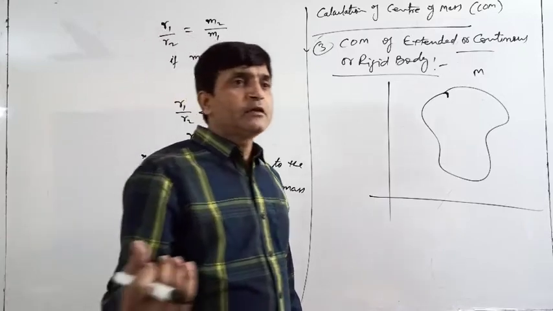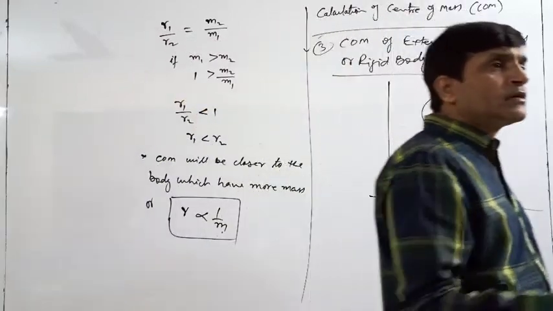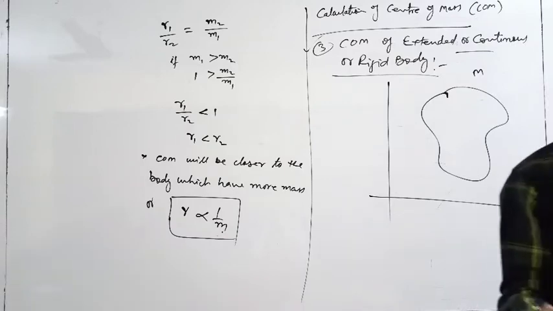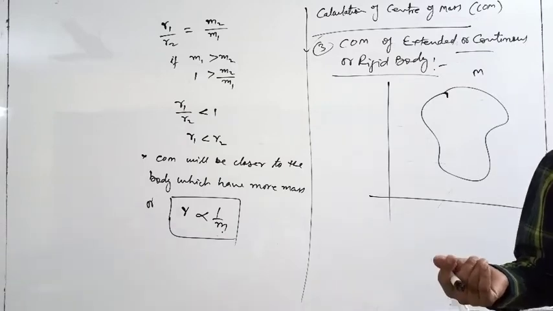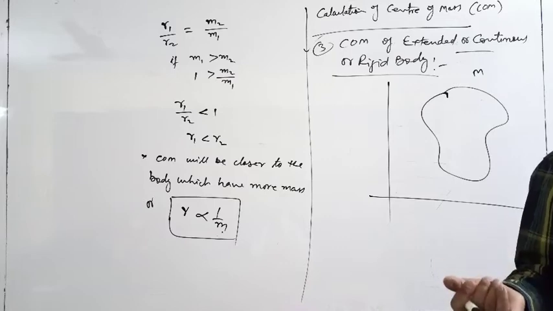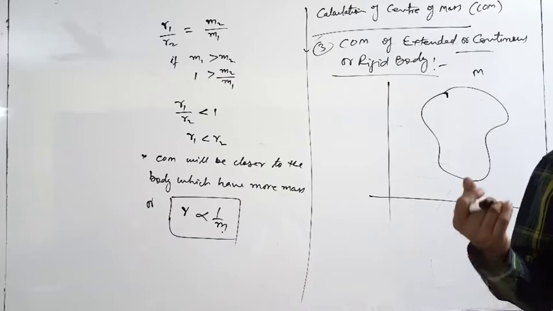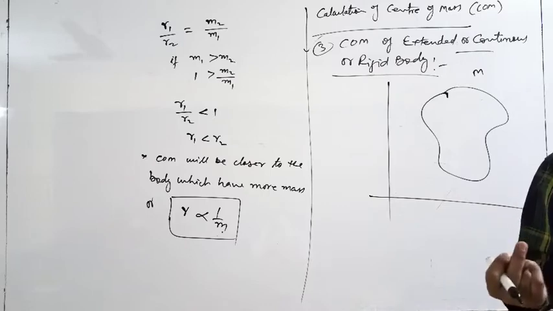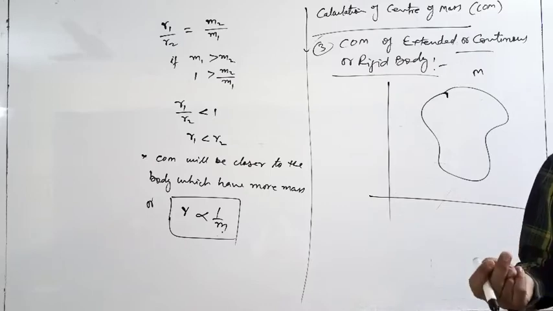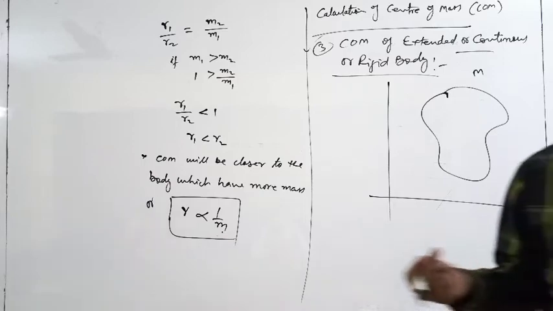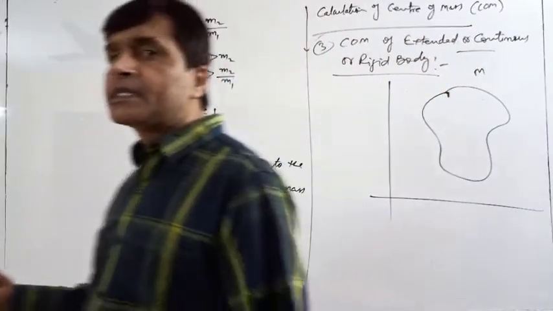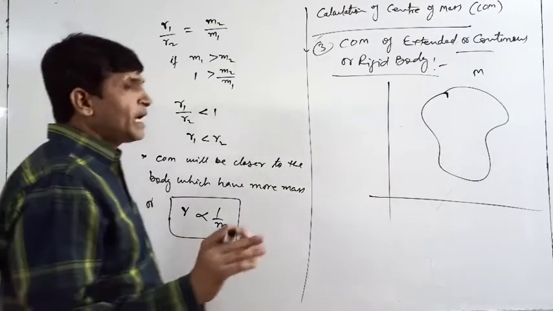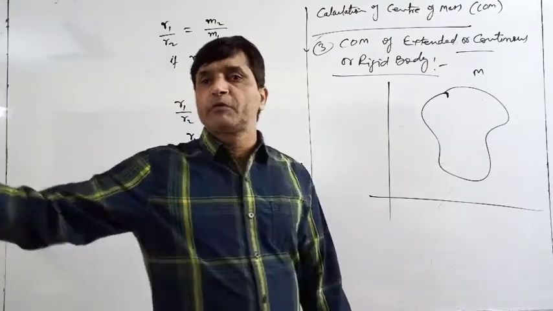So if it is your laminar body or linear body, only one direction, x-axis, any x coordinate or y or z we have to calculate. If it is your plane body, just like your ring, disc, we have to calculate two coordinates, x and y. And if it is your three-dimensional, so all the three we have to calculate. But the method is same as you know, xcm equals m1 x1 plus m2 x2 like this.